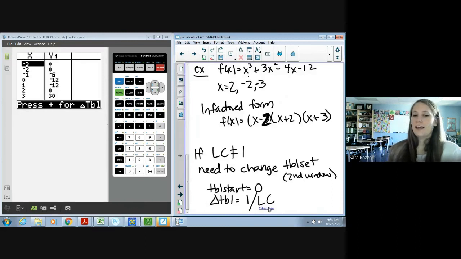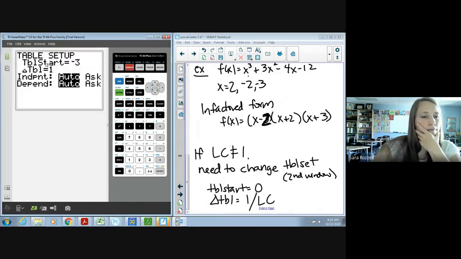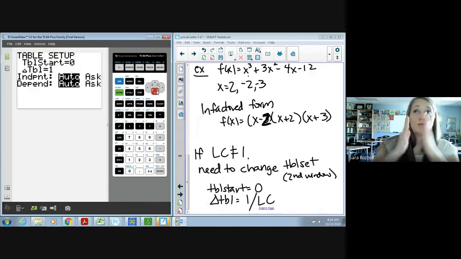So we're going to go ahead and try one that's going to have a fraction for an answer. So we're going to have to change our table set. And then I'll show you what happens if we don't have all 3 of the answers that we need or 4 of the answers, whatever it is, what you do in that case. Okay. So if it's not 1, we have to go to the table set. I'm going to go second table set. This is going to pop up. My table start, I make it 0. My change in table, I make it 1 over whatever the leading coefficient is.